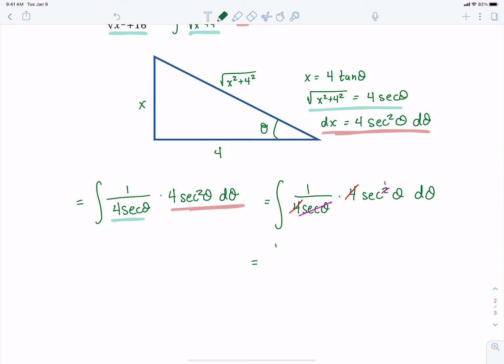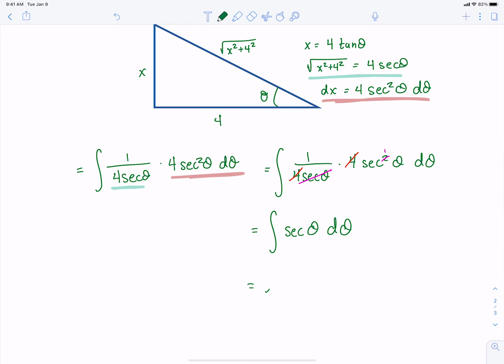So our integral, like I said, is much easier than the one we had last time. We get the integral of secant of theta d theta. This is one that we know. We've used this one before. This is the natural log of secant of theta plus tangent of theta plus c. And now we have to substitute back. We've got to get everything back in terms of x.